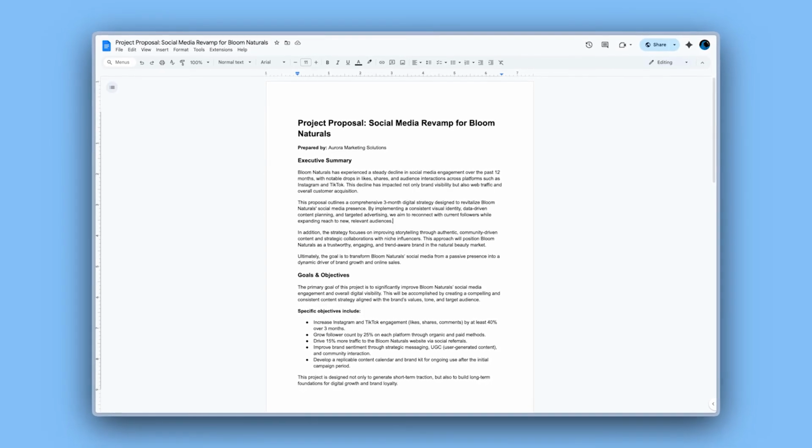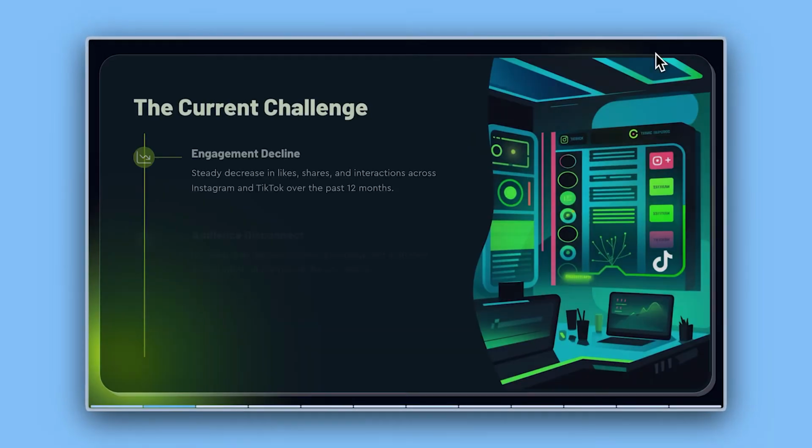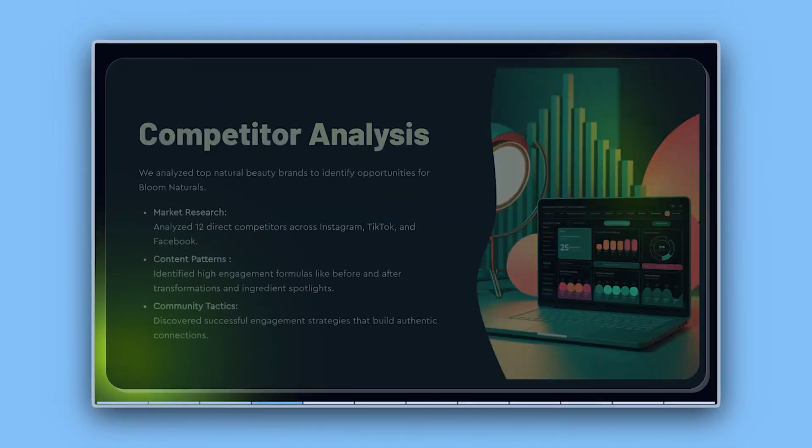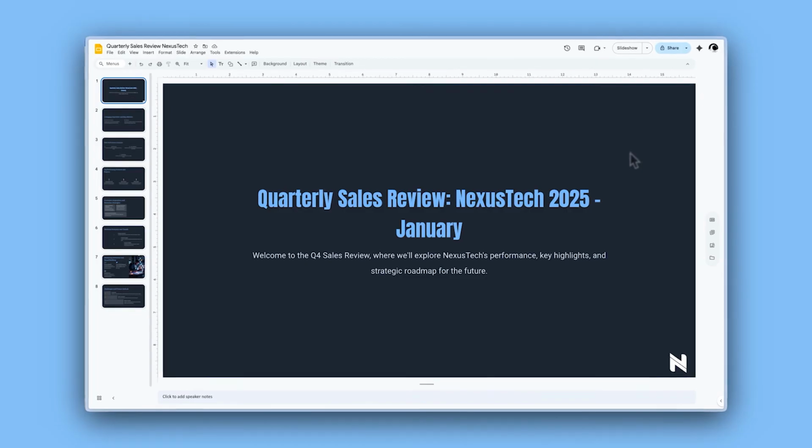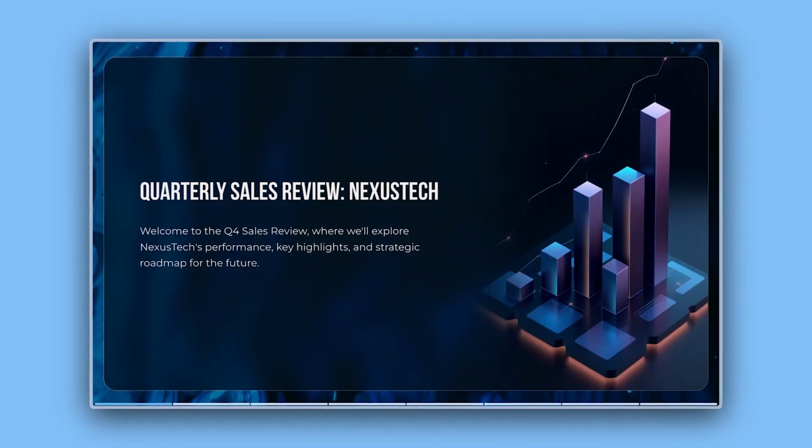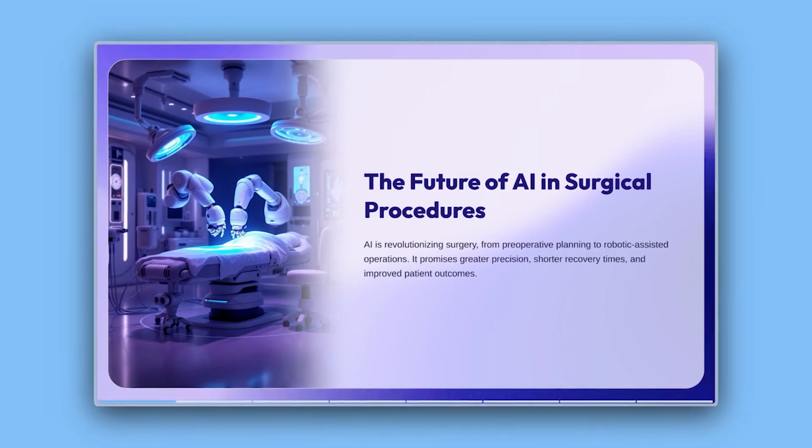Gamma transforms any file you import from Google Drive into visually captivating content quickly and effortlessly. Ideal for elevating proposals, enhancing presentations, and turning documents into visually appealing experiences.